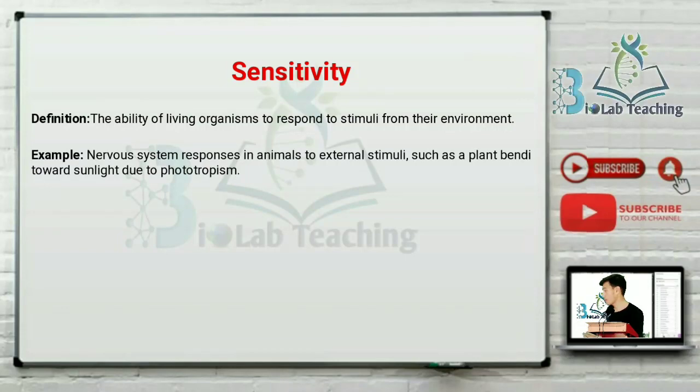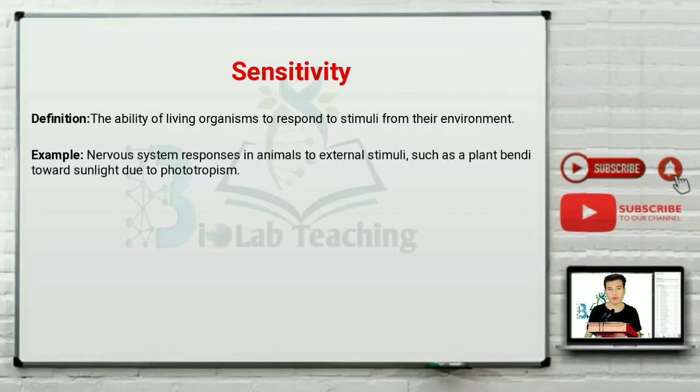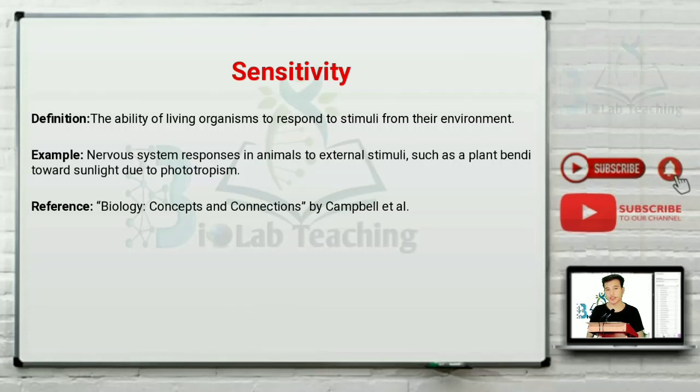If you look at the examples, the nervous system in animals responds to external stimuli, such as a plant bending towards sunlight due to phototropism. As I told you about sunflowers, they change the position of their flowers because of the sun. So those are the examples and references for sensitivity.